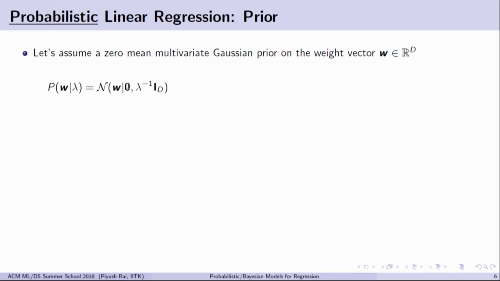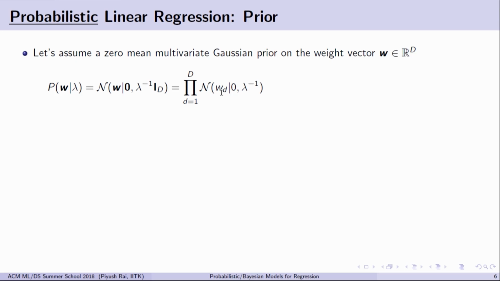Anyway, our prior distribution on the weight vector is a Gaussian with mean vector 0 and the covariance matrix lambda inverse times I_d. This is a spherical covariance matrix. The next thing to keep in mind is that this is a d-dimensional Gaussian distribution because W is d-dimensional. I can write down this Gaussian distribution as a product of d many univariate Gaussian distributions on the individual components of the weight vector W.